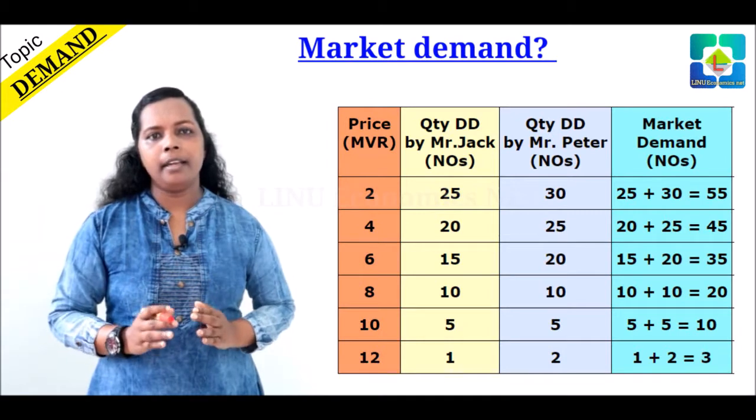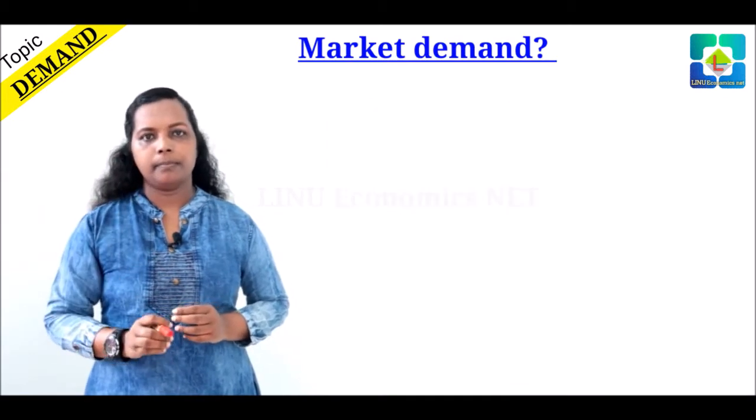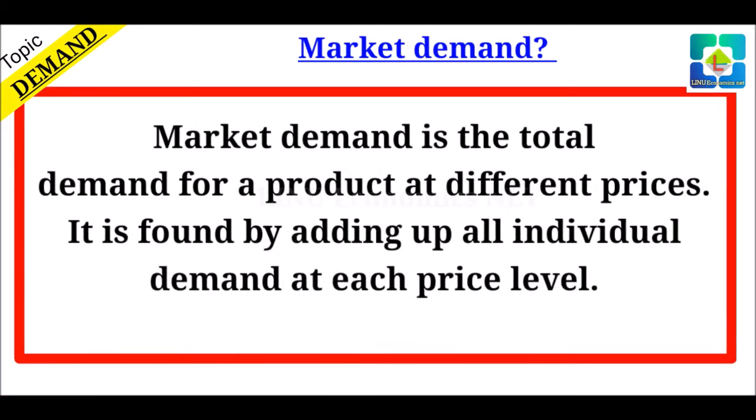How can we define market demand? The market demand is the total demand for a product at different prices. It is found by adding up all individual demand at each price level. Hope you understand the difference between individual demand and market demand and how they are connected.